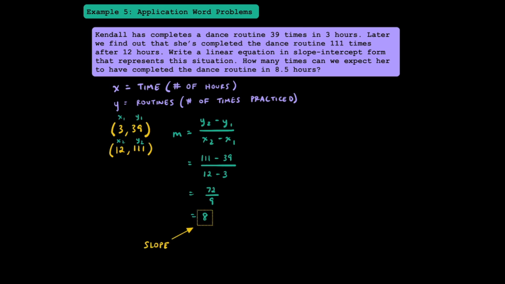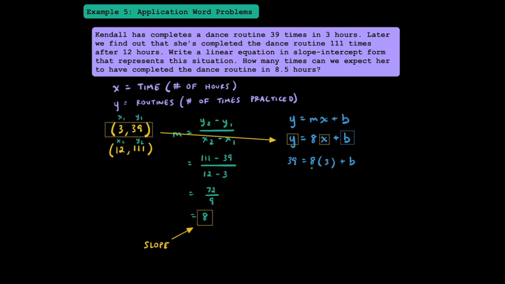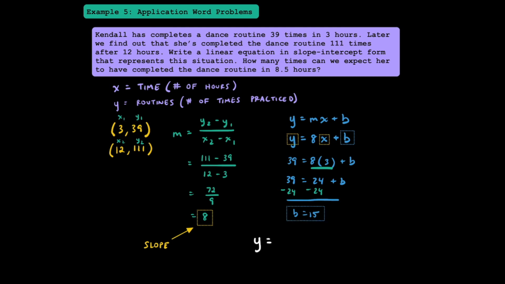Here we find out that our slope is 8, which means that Kendall is practicing her routine 8 times per hour. Substituting this into our equation, we're going to get y is equal to 8x plus b. Since we have to find b, we must know what x and y are. While we could use either of the points we were given, I'm going to use 3, 39. Substituting in, we're going to get 39 is equal to 8 times 3 plus b. Since 8 times 3 is 24, we can simplify this down to 39 is equal to 24 plus b. Subtracting 24 from both sides, we find that b is going to be equal to 15. Our equation in slope-intercept form is going to be y is equal to 8x plus 15.